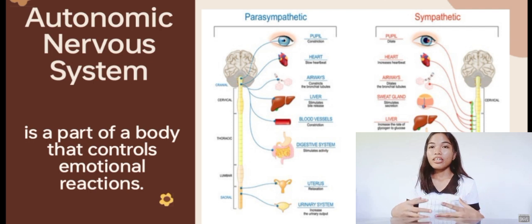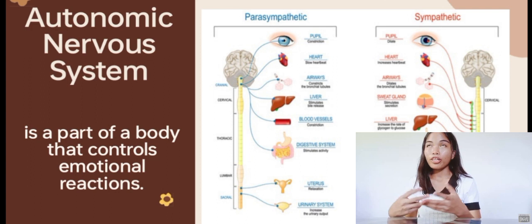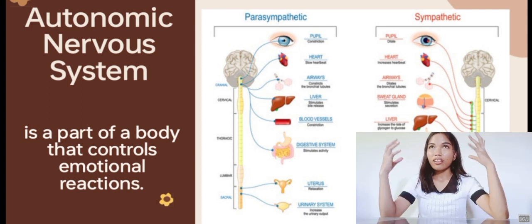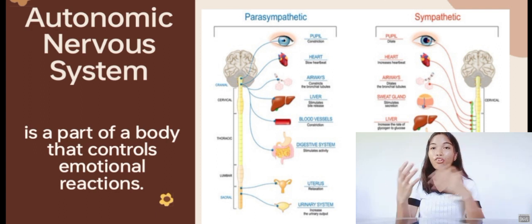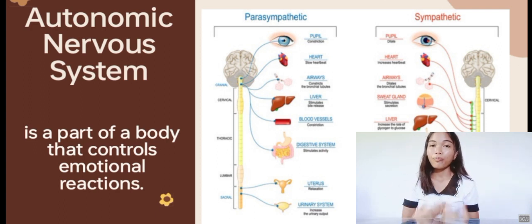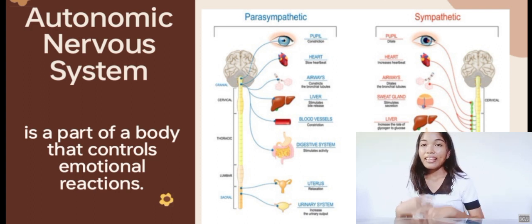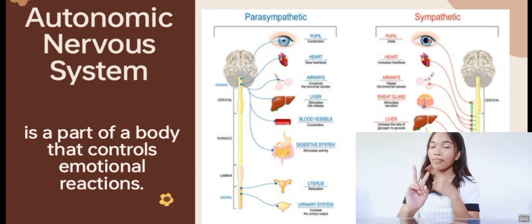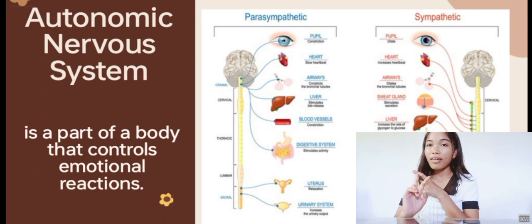So our body, naa siya part nga nag-regulate sa emotion, bitaw, mao first gud atong brain ug nerves before ma-understand ang atong emotion. This is what we call the autonomic nervous system. It is a part of the body that controls emotional reactions. And it has two parts, the sympathetic part and the parasympathetic part.